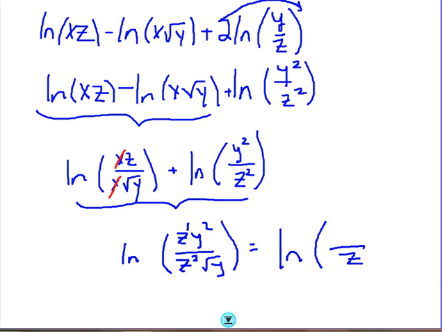Second of all, we have a y squared in the numerator. And what I'm going to do is change the square root into a fractional exponent. Remember, that's the same as y to the 1/2. So I've got division. I'm going to subtract our exponents. 2 minus 1/2, which is the same as 4 over 2 minus 1 over 2. 4 over 2 minus 1 over 2 is 3 over 2. I've got y to the 3 over 2 divided by z, which I believe is what you had in your answer key.